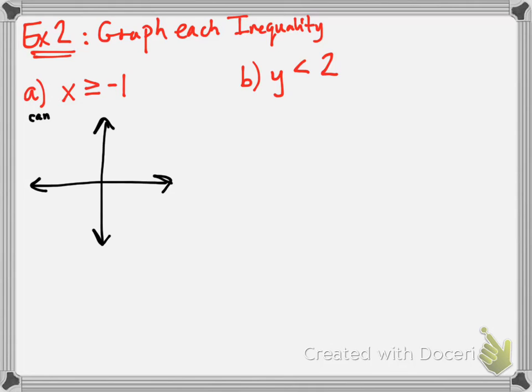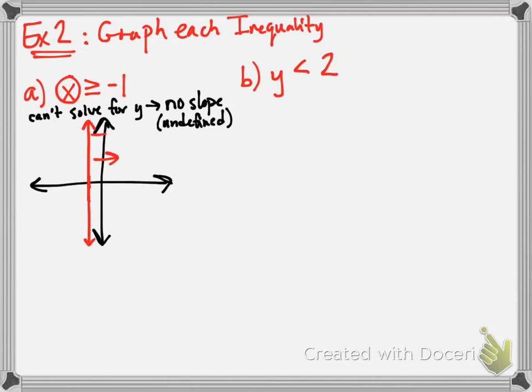Now let's look at this part A. This is the only time that you can't solve for y. If there is no y there, you can't solve for y. Therefore, that means there is no slope. We call that undefined slope, or a vertical line. So this vertical line should be going through the x value of -1 right there. Now, why am I doing a solid line? Because it says greater than or equal to.